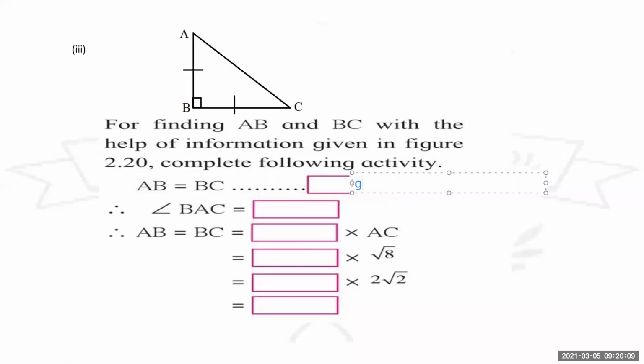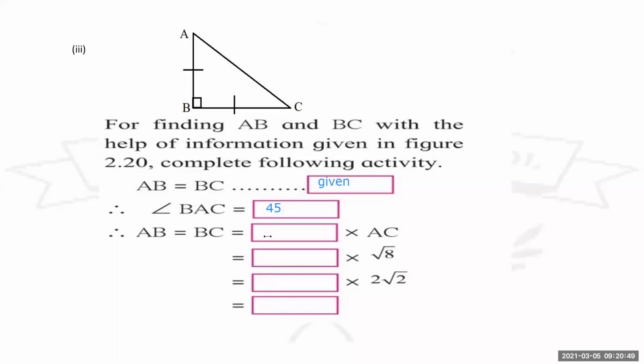You can write that as an isosceles triangle also. Is this clear? In the next line, angle BAC. Now, as two sides are equal, angle BAC would be 45 degrees. So now AB and BC, they are sides opposite to 45 degrees. So the side opposite to 45 degrees is how much? 1 upon root 2. Very good.